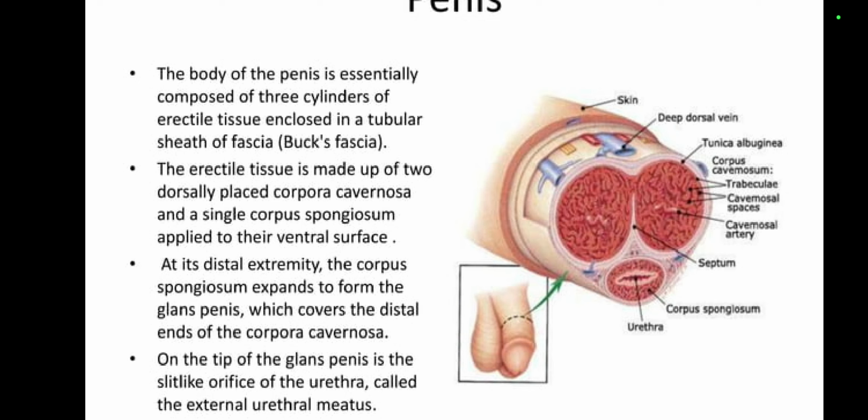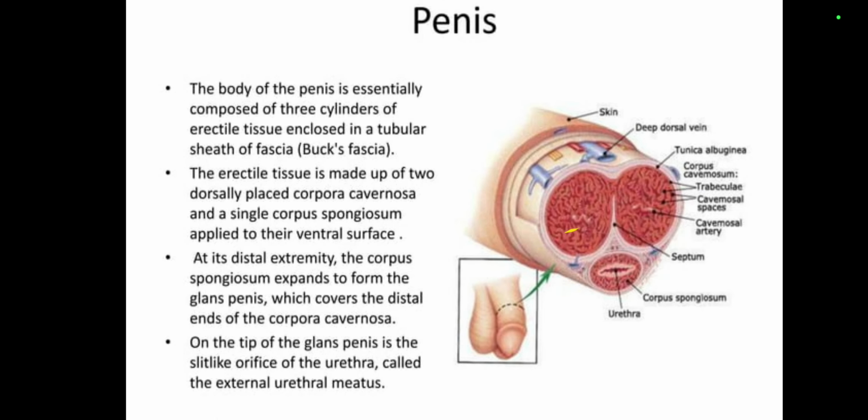So the body of the penis is essentially composed of three cylinders of erectile tissue enclosed in a sheath of fascia, or Buck's fascia. What do you mean by Buck's fascia? Buck's fascia is the deep fascia that covers the erectile bodies of the penis. Okay? So that is Buck's fascia. The erectile tissue is made up of two dorsally placed corpora cavernosa, which I've already discussed, and the corpus spongiosum.